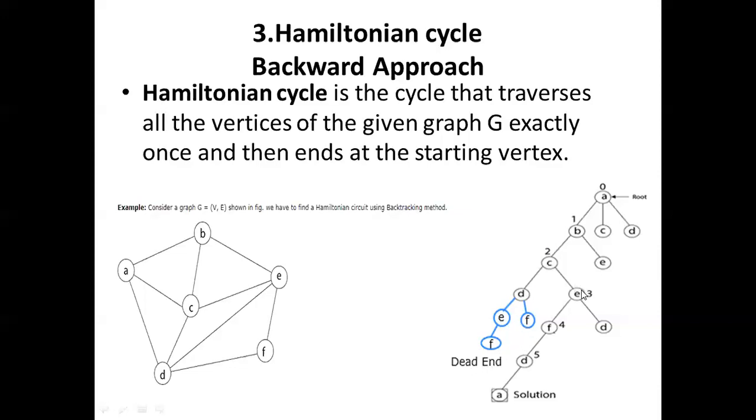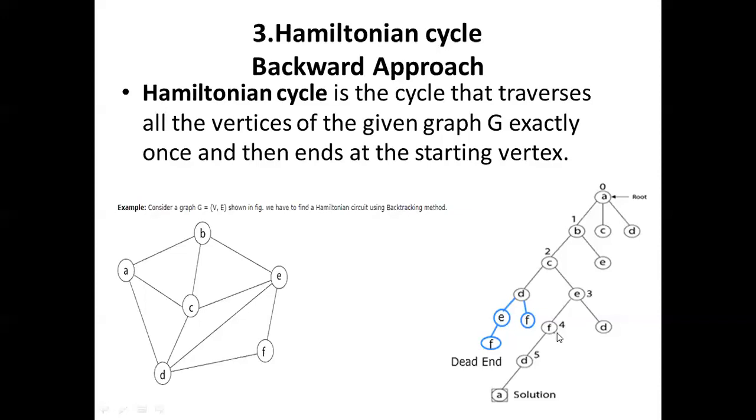Now we will try this one, E. For E, which are the neighbors? Up to now it's not visited. That means now the path is changed. This is the path we are traversing: A to B, B to C, C to E. From E, which are there? One is F, another one is D. We are going with F. If you want, you can try with D also. Now I am going with F.